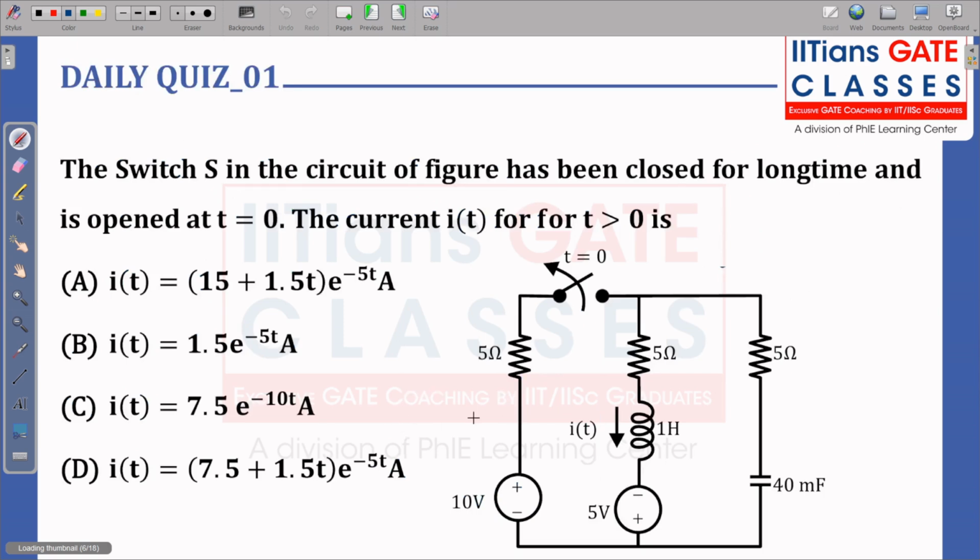Now let us check the equations given in the options. IL 0 minus is equal to IL 0 is equal to 1.5 ampere, and IL infinite is equal to 0 ampere. So if you put t equal to 0, this comes out as 15, so this is the wrong answer. Here we get 1.5, so this might be the right answer. Here if we put t equal to 0, we get 7.5, so this is also wrong. If we put t equal to 0, once again we get 7.5. So the only option matching is our B. So option B is your correct answer.